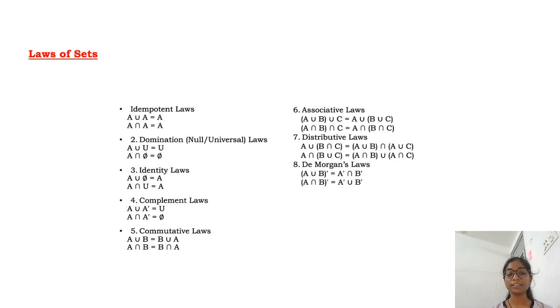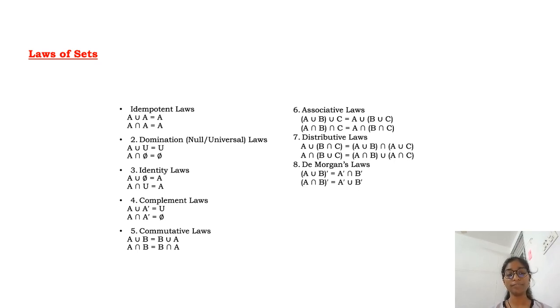Second one, domination laws or null laws. A union U equals U and A intersection phi equals phi. A union U equals U: we know that A is a subset of U, so there are no elements in U beyond the elements of A. And A intersection phi equals phi: we know that the null set consists of no elements, and the common elements of A and phi is phi.